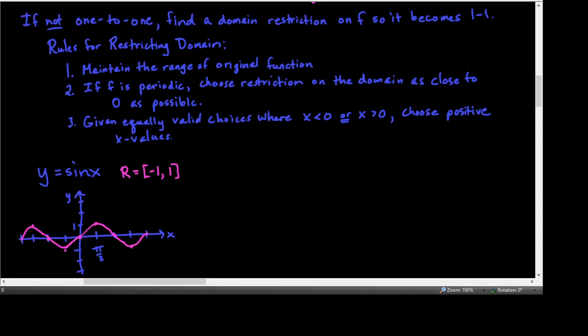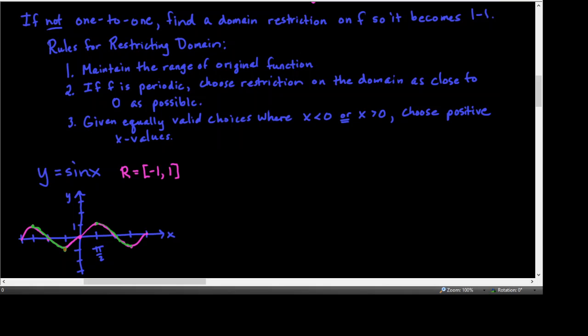So let me draw those in so you can see them. Could I use this restriction, and would that keep everything from -1 to 1? Yes. Could I go from here to here, and keep all of the y values from -1 to 1? Yes. But those are not as close to 0 as you can get. And that's number 2, so we have to stay as close to 0 as possible.